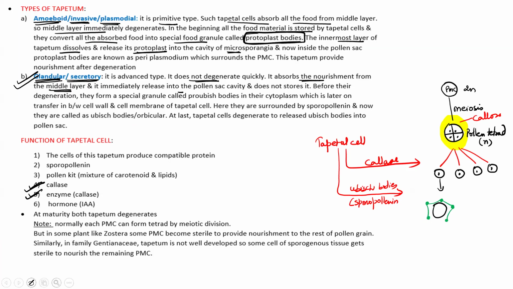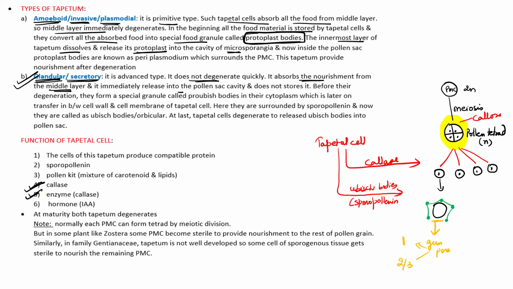Here, this area where Ubisch bodies are not able to make this layer is known as the germ pore. Right now, I've drawn in my diagram only one germ pore. A germ pore can be one, or it can be two or three. Clear? One germ pore will be seen in monocots, two or three can be seen in dicots.